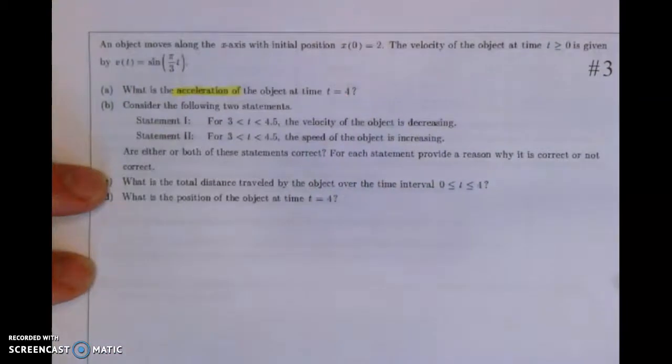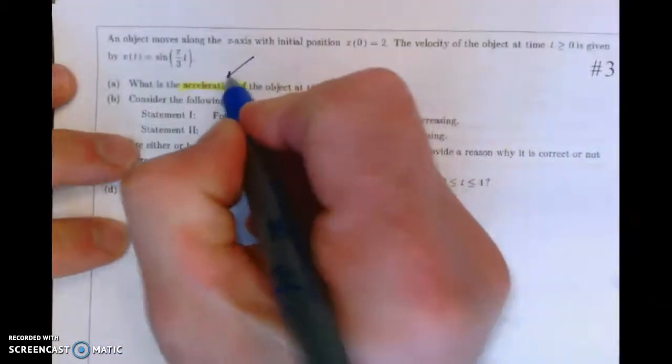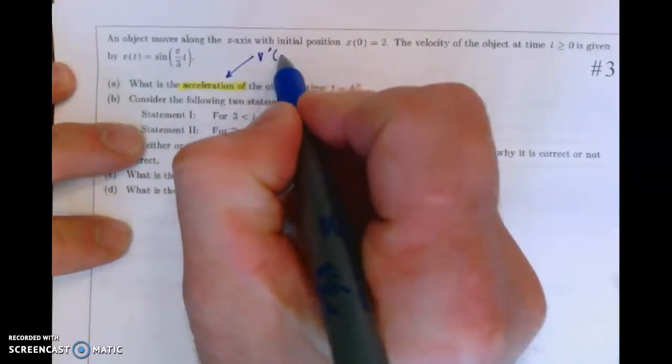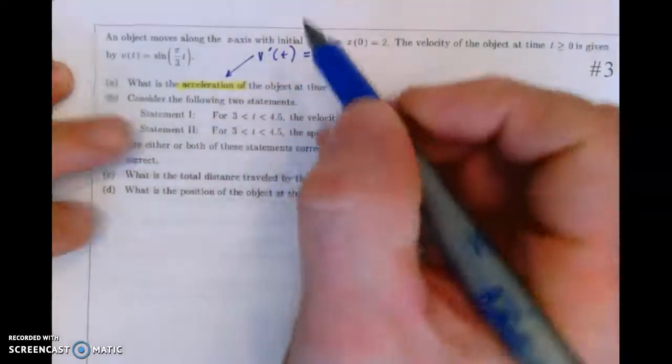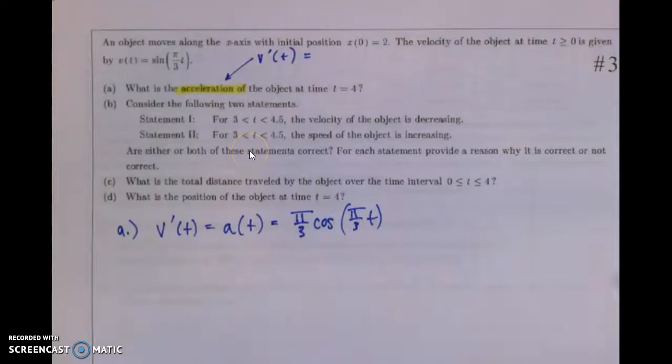So what is the acceleration of the object, and what does that mean? That means v prime of t. So I'm going to have you pause the video, and you can solve this out and see if you get the right answer. Okay, so here's your derivative, real straightforward.